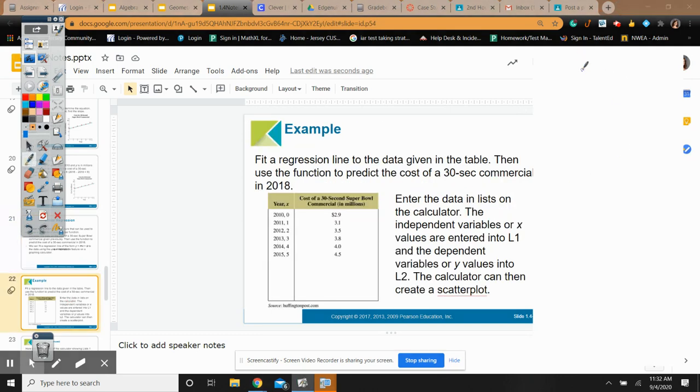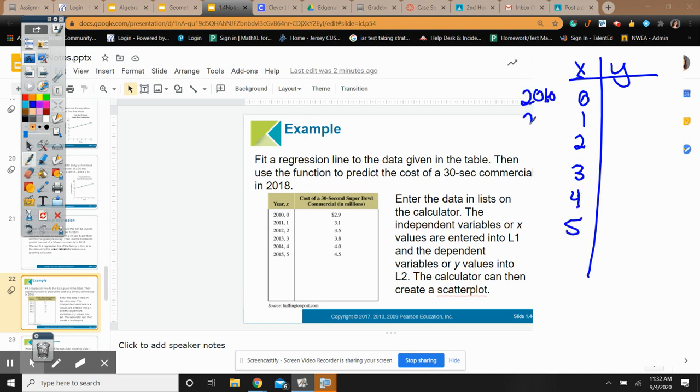Okay, so I have X and I have Y. It says 0, 1, 2, 3, 4, 5. It also says 2010, 2011, but I'm not going to use those numbers. I'm going to use the 0, 1, 2, 3, 4, 5. I have a 2.9, a 3.1, a 3.5, a 3.8, a 4.0, and a 4.5.